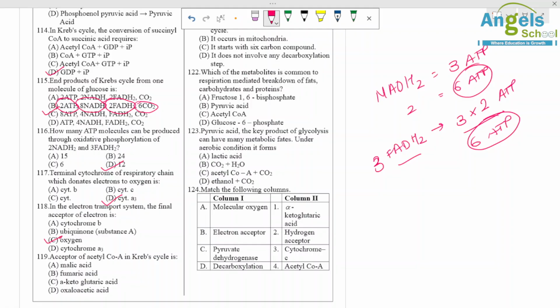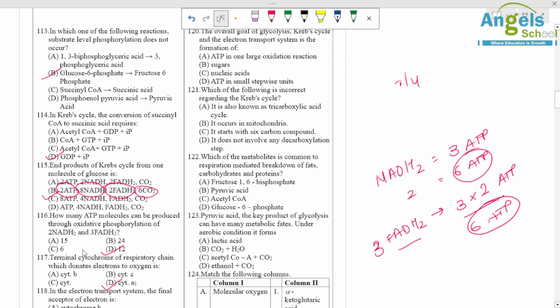Question number 119. Acceptor of acetyl CoA in Krebs cycle is malic acid, fumaric acid, alpha ketoglutarate acid and oxaloacetic acid. So in Krebs cycle, oxaloacetic acid is joined with acetyl CoA and form a citric acid. So option D is correct.